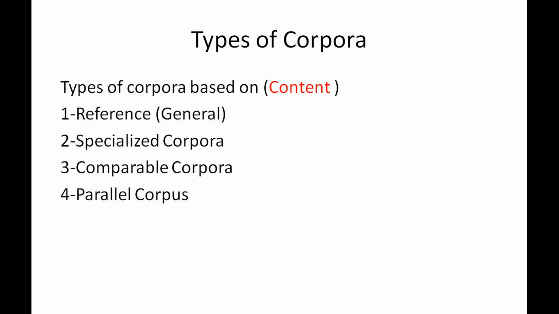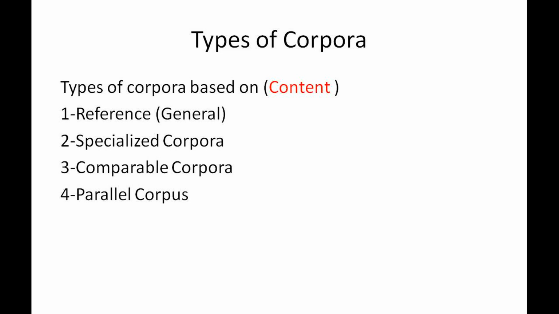Now there are types of corpora based on content. For example, reference, specialized corpora, comparable corpora, and parallel corpus. The first one, reference. Reference corpora, or general corpora, are very large, containing millions of words from many contents, like spoken and written language, informal and formal style. For example, BNC is a general corpus. Why? Because it has spoken text as well as written text.